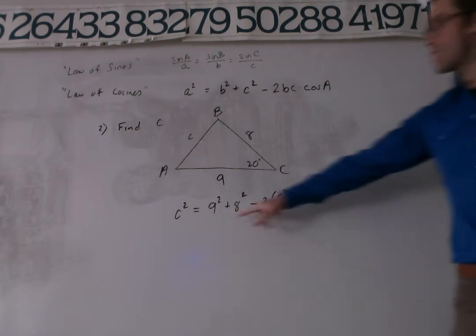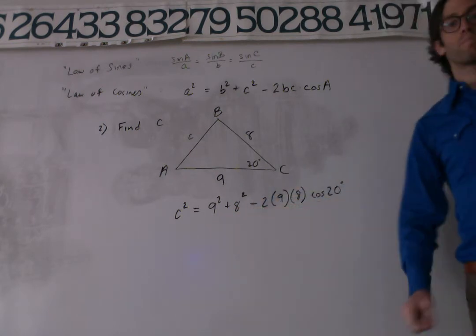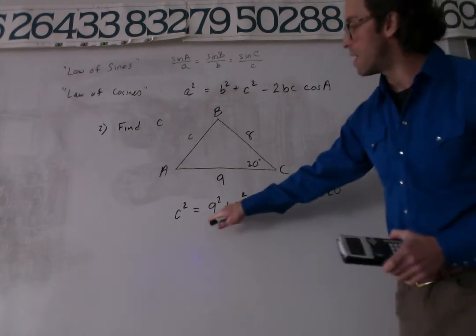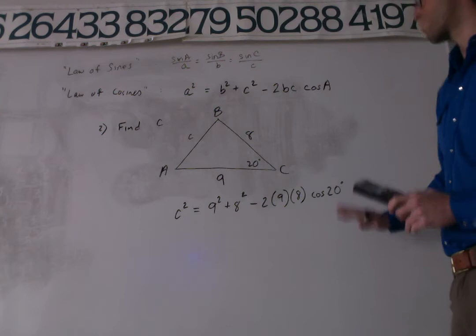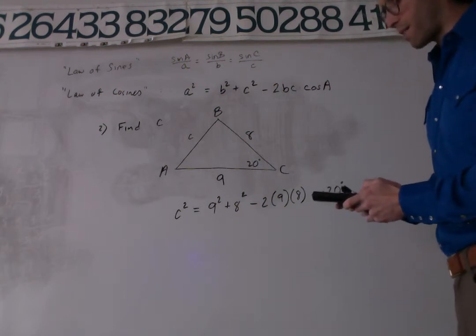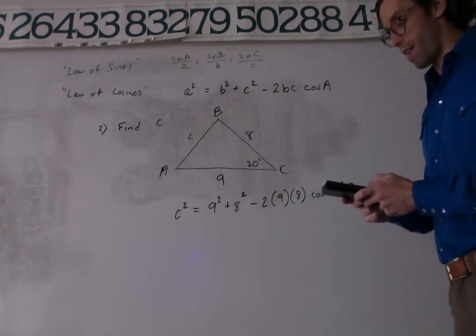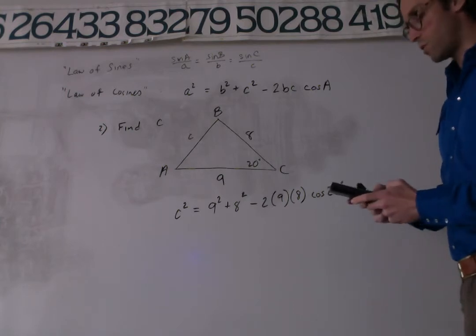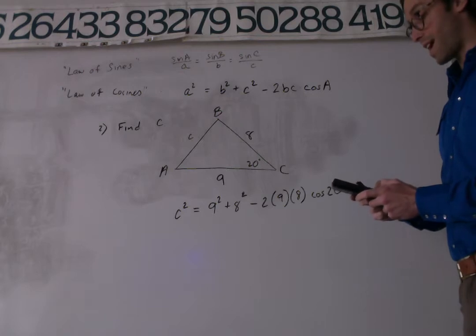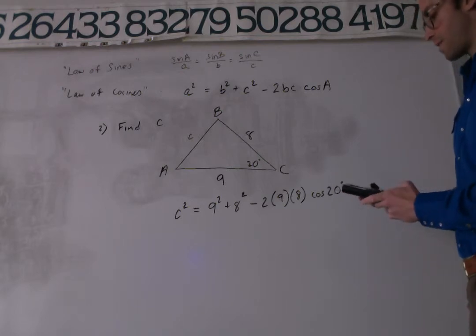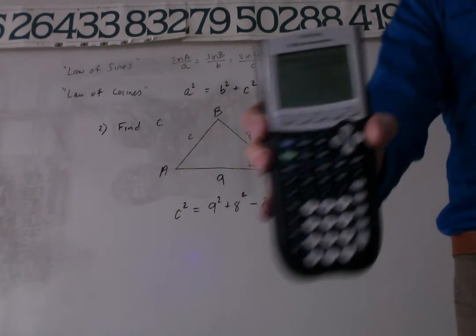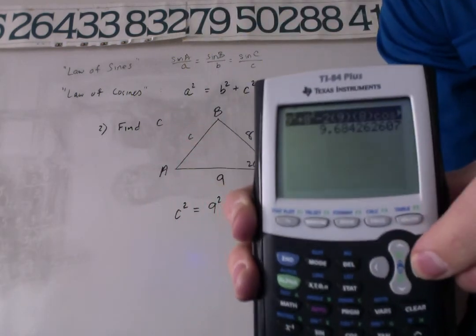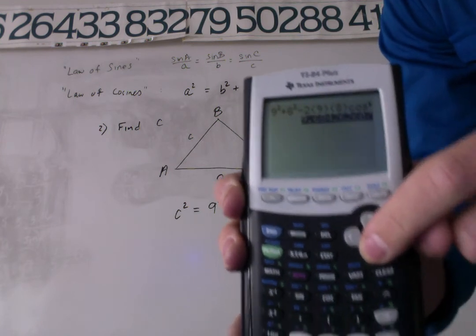Now the nice thing is, all this is just on the calculator as one number. So what I would do is, you could do it carefully in 81 and 64 and so on, but I would just type in 9 squared plus 8 squared minus 2 times 9 times 8 times cosine 20. So you can't really see the whole thing because it kind of gets cut off. Maybe if I can scroll over, maybe you can see it. No, I won't let you. All right, but that's what I typed in.